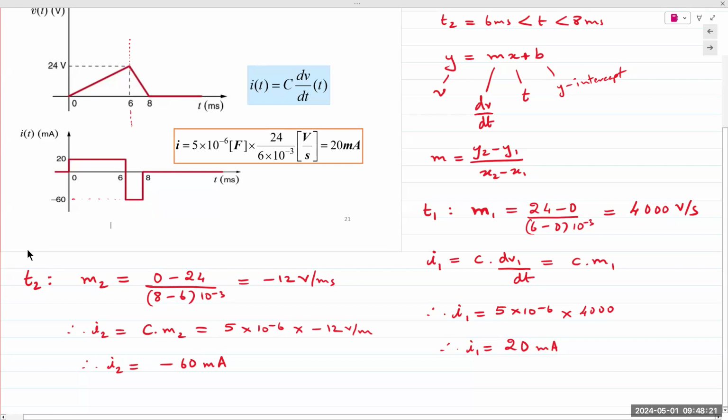Again, let's take a pause. You think through the process. You take each individual piece, describe it in terms of the slope line intercept method, straight line equation, and simply do a multiplication.